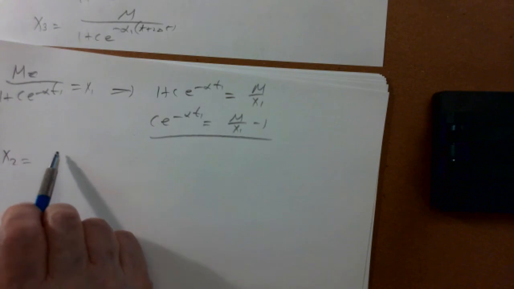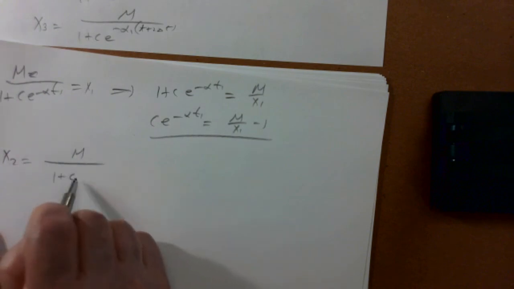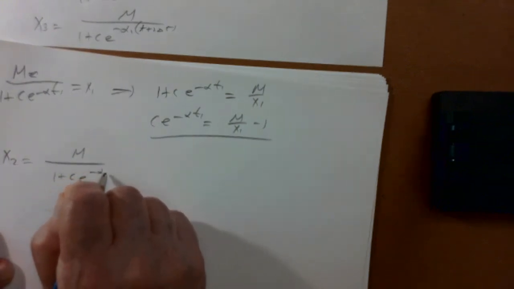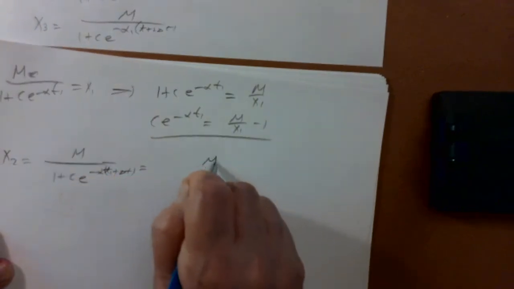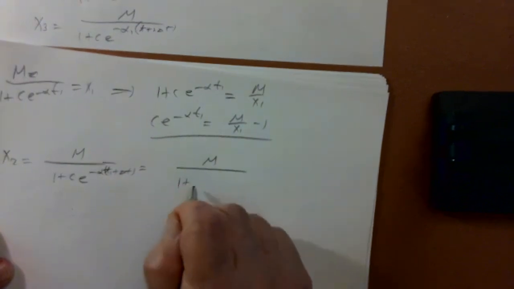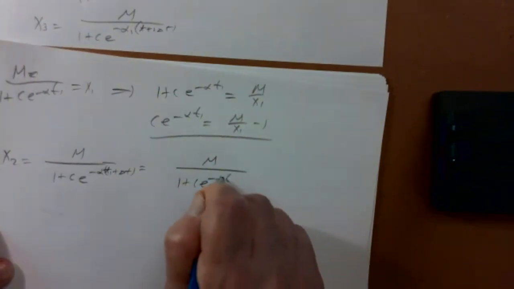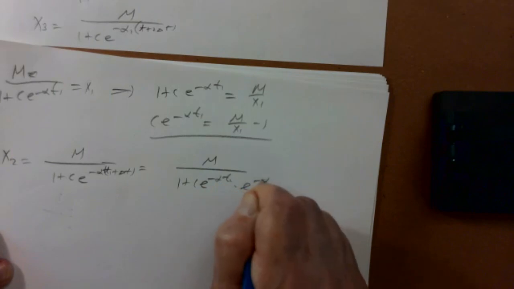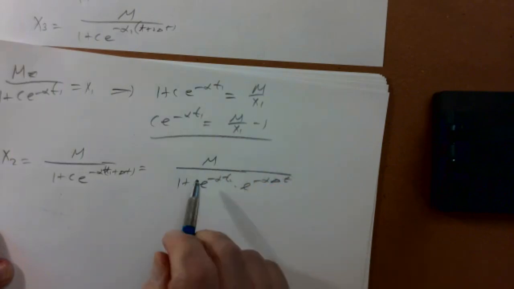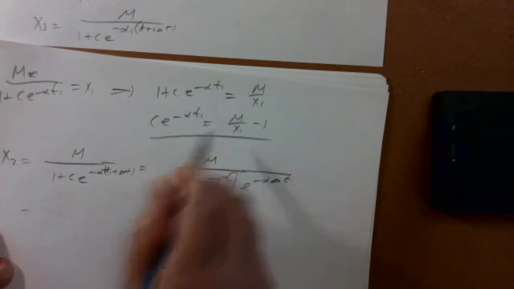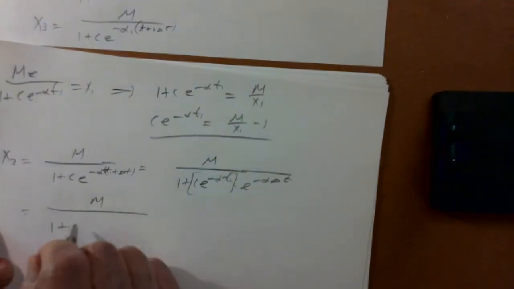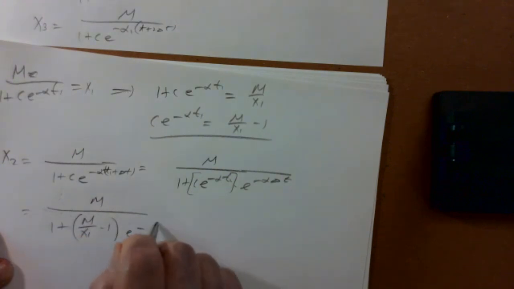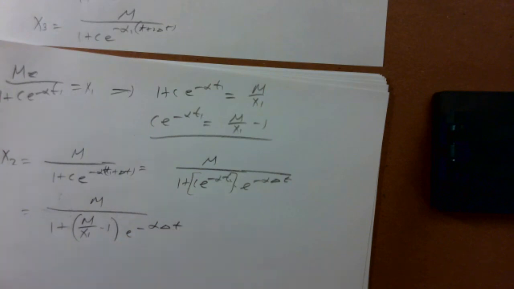X2 is equal to m over 1 plus c e to the minus alpha times T2, which is T1 plus delta T. So that's m over 1 plus c e to the minus alpha T1 times e to the minus alpha delta T. I know what this is. It's equal to that. So this is equal to m over 1 plus m over x1 minus 1 e to the minus alpha delta T.